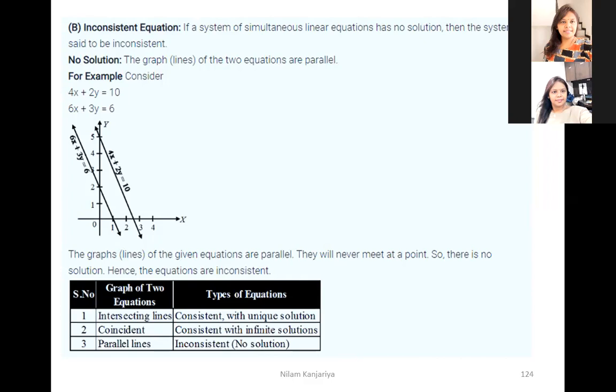Then you can say the lines are parallel, then it gives an inconsistent equation, meaning the equation has no solution. So this is a very beautiful and very interesting topic. 1 mark MCQ from it. So let's see, I'm drawing something to make it very easy for you.